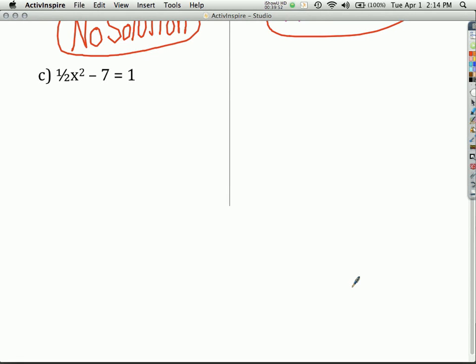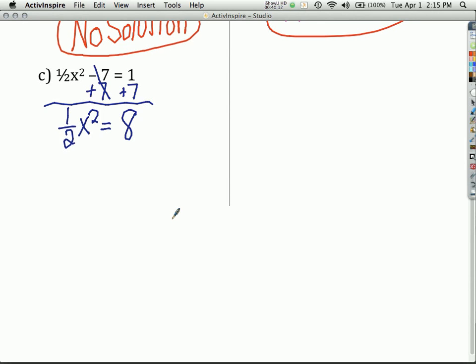What's the first thing we should do to solve this? Valerie? Good job. Add 7 to both sides. And you end up with 1/2 x squared equals 8.